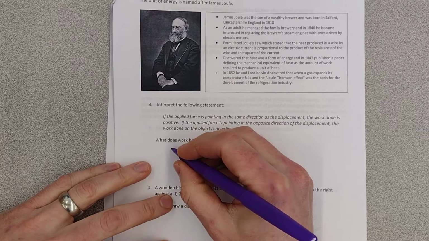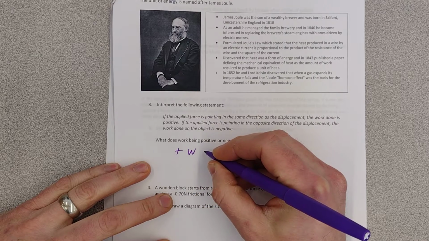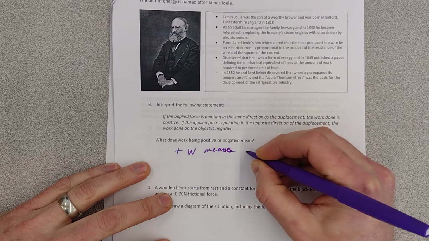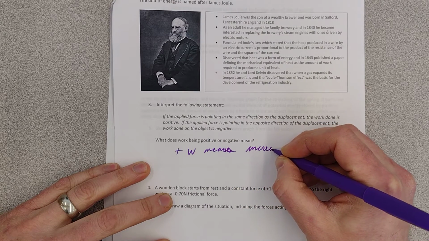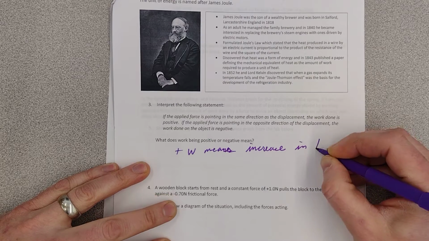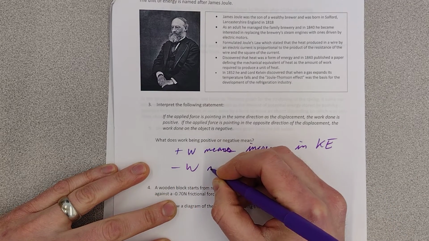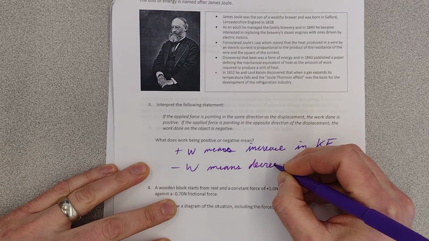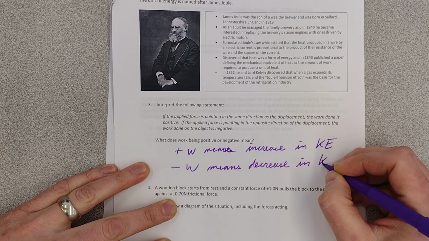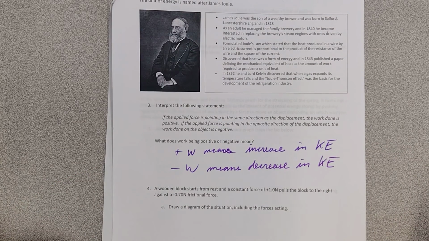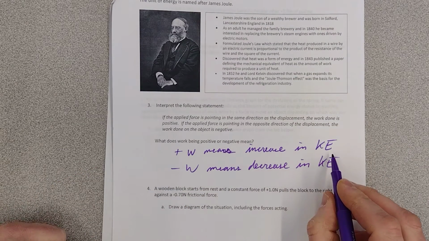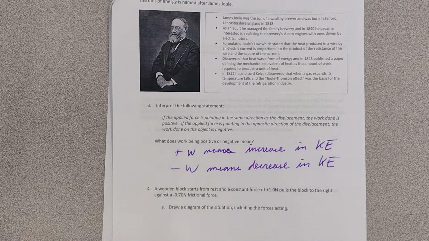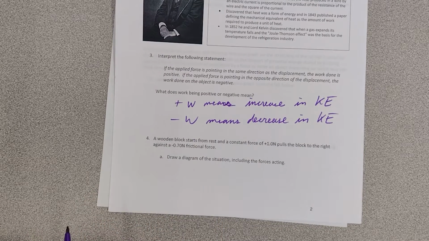Well, positive work means an increase in KE. Negative work means a decrease in KE. Positive work is an increase in kinetic energy, negative work, a decrease in kinetic energy. All right, we saw that on the first page here. So let's see what we get here.